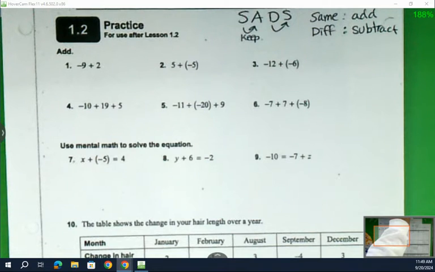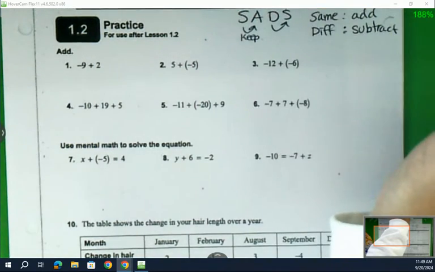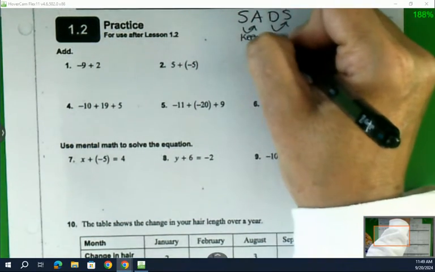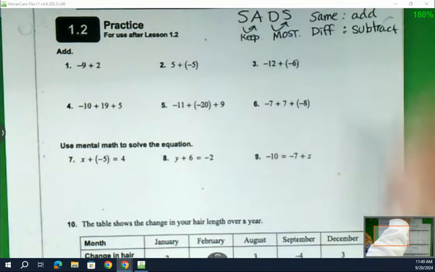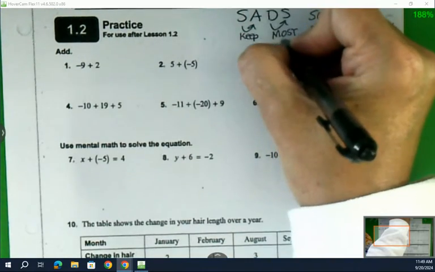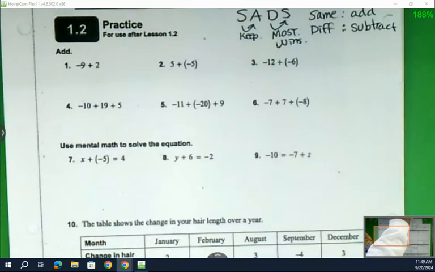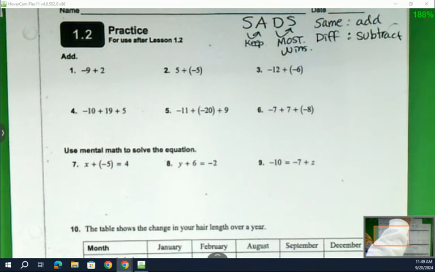Or if you recall on the number line, you're going in the positive direction and then going in the negative direction, or you're going in the negative direction and then coming back to the positive direction, and then getting your answer. So it's the sign with the most that wins. If you have more positives when you're adding them, your answer will be positive. If you have more negatives, your answer will be negative.